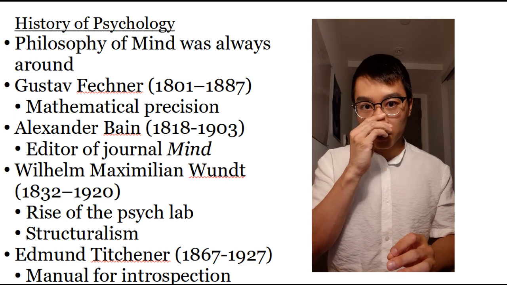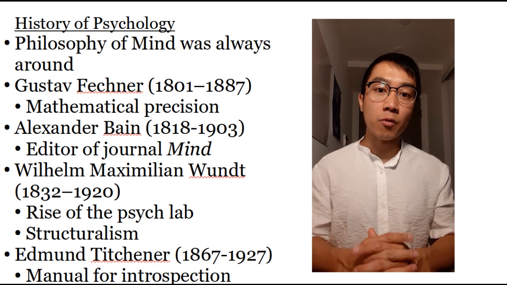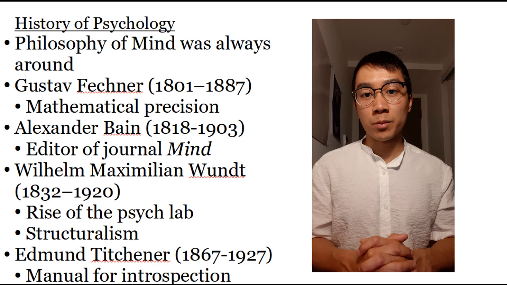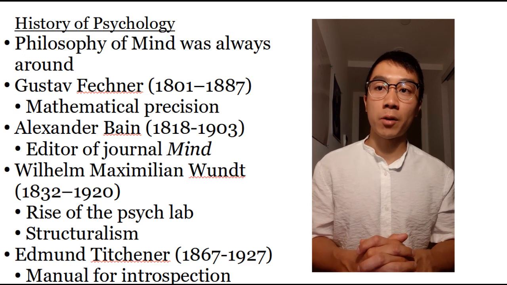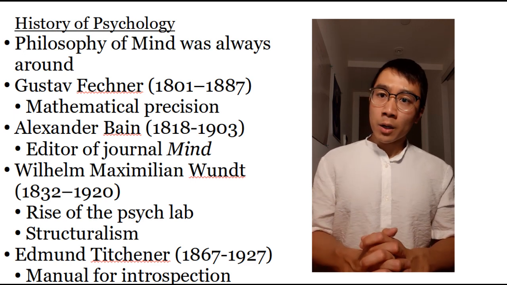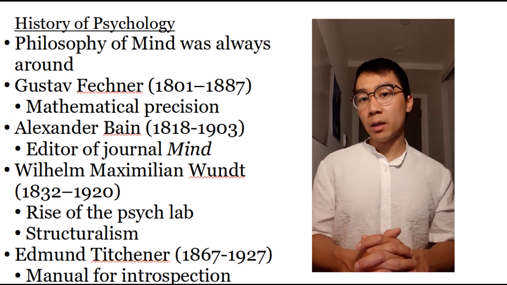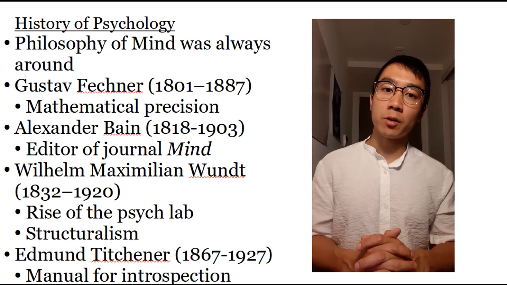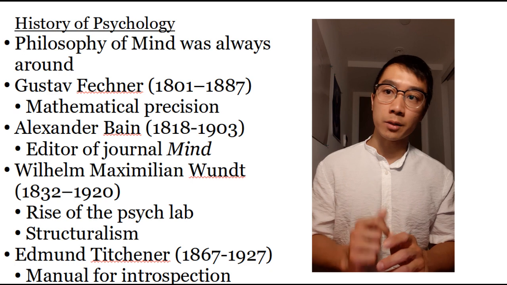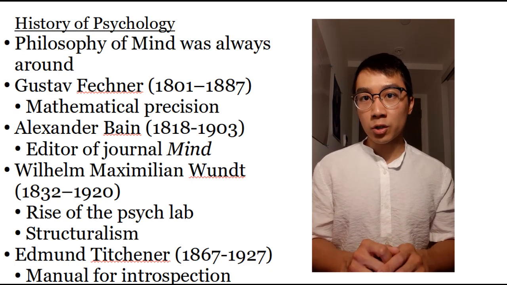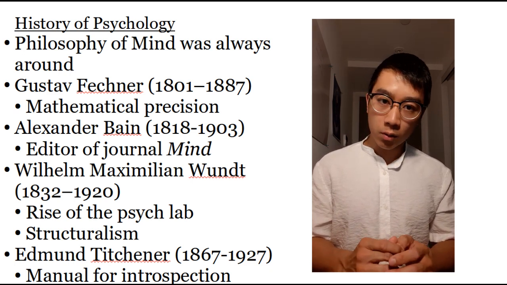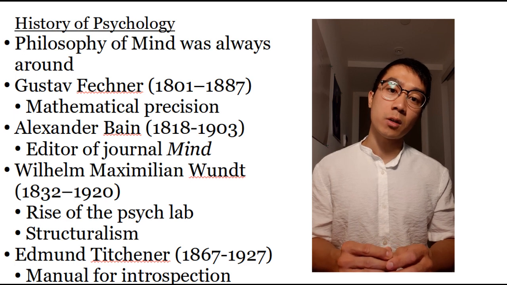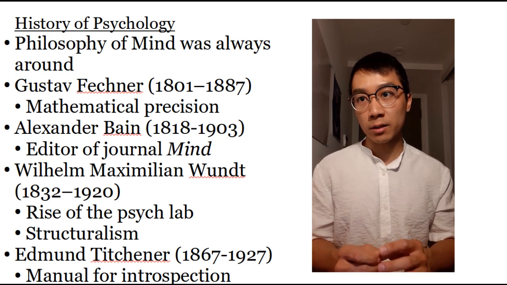So in philosophy of mind, there weren't clear methods to test and refute and accept different forms of hypotheses about how the mind is structured and how the mind works. The history of psychology is mostly a European endeavor arising in two countries in particular, Germany and England. Gustav Fechner was a German psychologist who advocated mathematical precision and statistical inference methods in psychological practice.